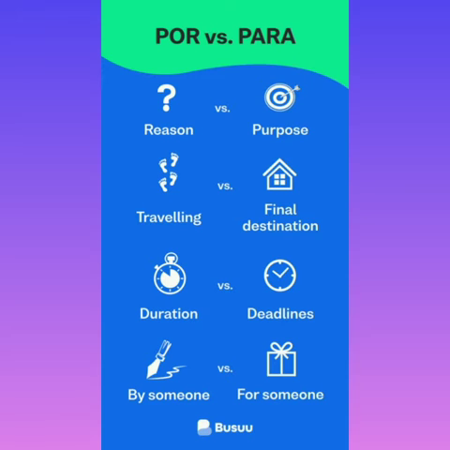Para is used for the following reasons: to tell or state purpose. For example, in order to learn, in order to write, in order to speak. The next is final destination. For example, I'm leaving for Madrid. I need the work for tomorrow. Deadlines, for example, for tomorrow, for January 10, etc. This gift is for Maria. We use para to tell when an item is for someone.